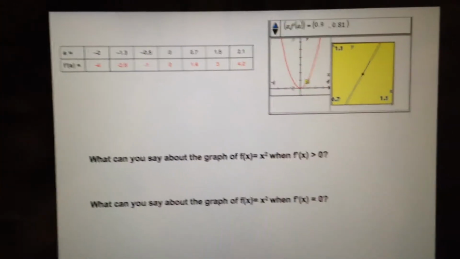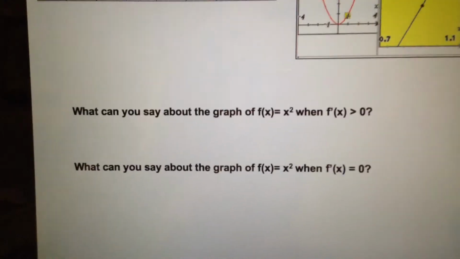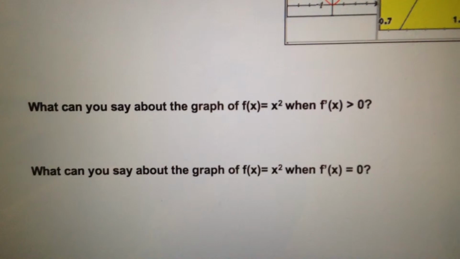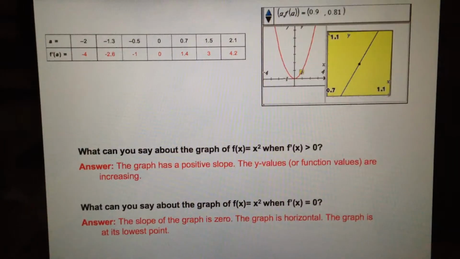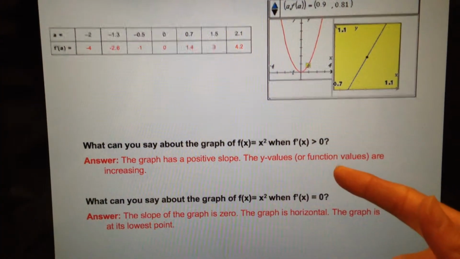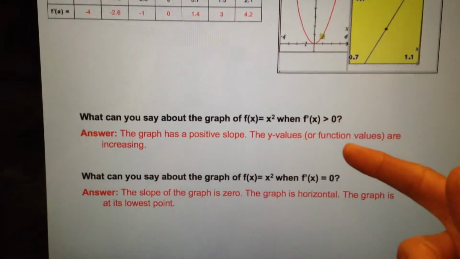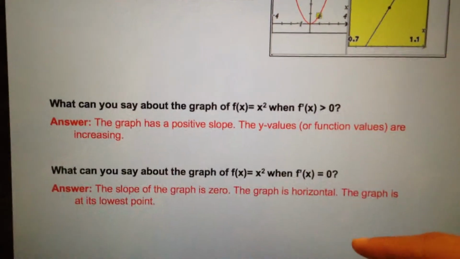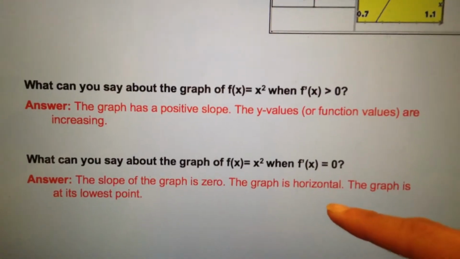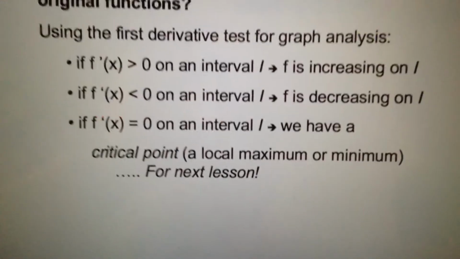Two more questions. What about the graph of f of x when f prime of x is greater than 0? And what can you say about the graph of f of x equals x squared when f prime of x equals 0? So again, here are the answers. It has a positive slope when f prime of x is greater than 0. The y values, or function values, are increasing. And when f prime of x is 0, the slope of the graph is 0. The graph is horizontal. The graph is at its lowest point.